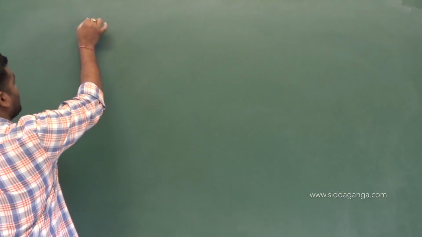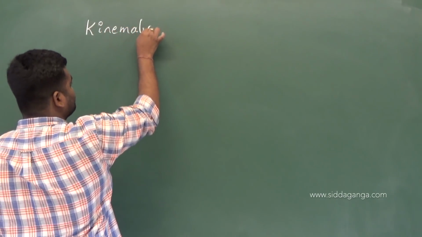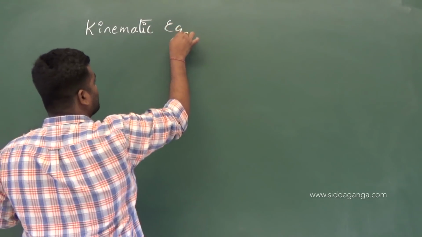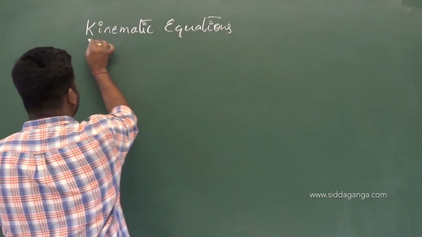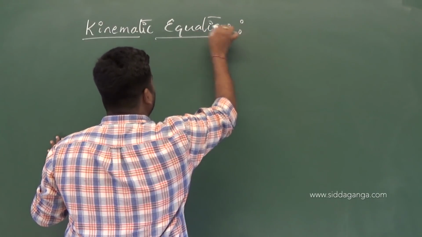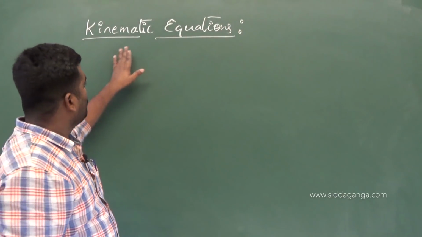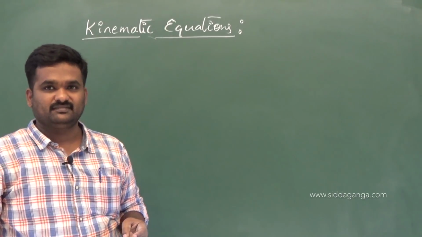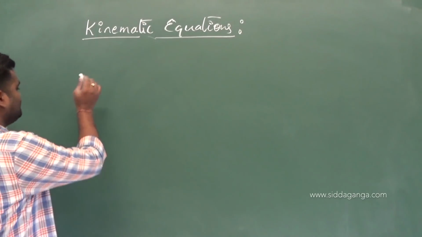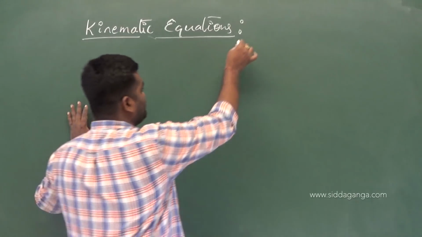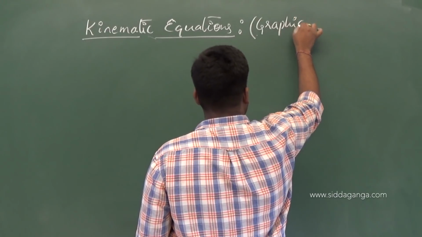Now they are kinematic equations. Make the heading as kinematic equations. And we are going to derive these equations graphically. Graphical representation or graphical treatment for kinematic equations, we wish to say. I will derive them and we will see how to write them. So first, we are going to derive these equations graphically.